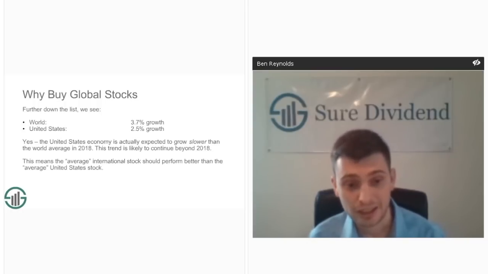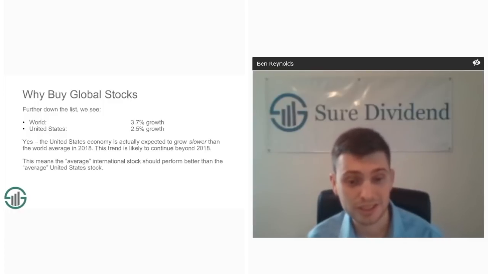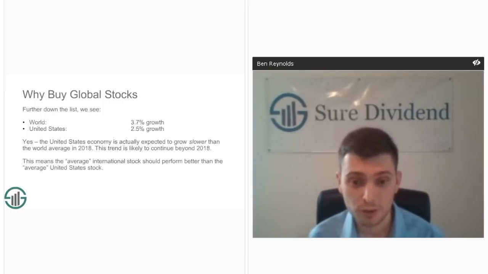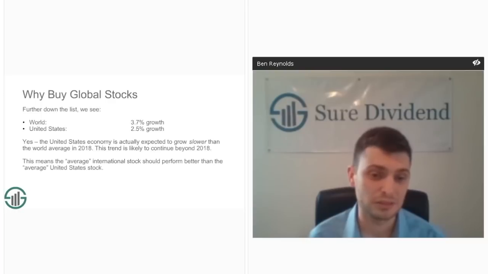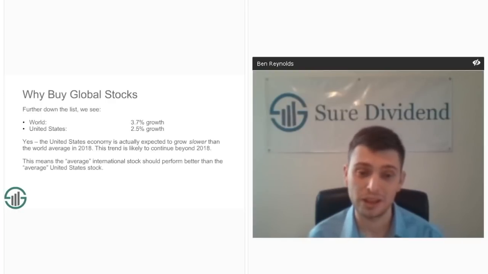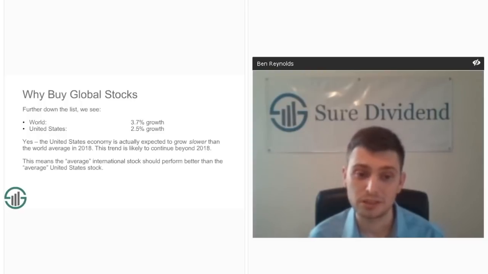It's an interesting fact to keep in mind when you're looking at what markets to invest in. And all things being equal, this means the average international stock should perform better than the average United States stock because it has a better backdrop for growth. And that does, all things aren't equal. A lot of United States corporations have international presences, but this would definitely stand true for a strictly United States-based company.